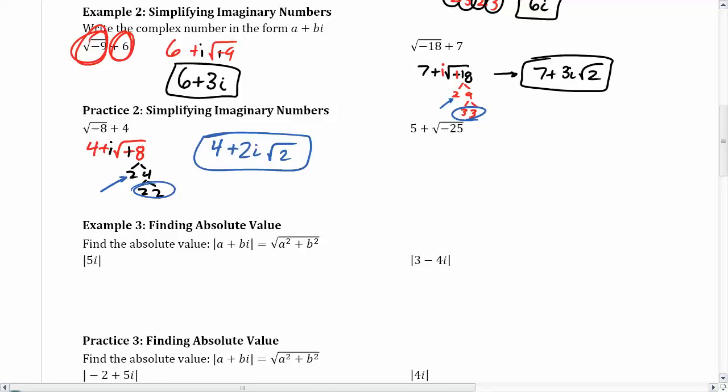Okay, pause the video and try to do this last one over on the right. The order did not need to change, but what we could do is put the I in front. So 5 plus I square root of 25, that's going to be 5 plus 5I, and we're done.